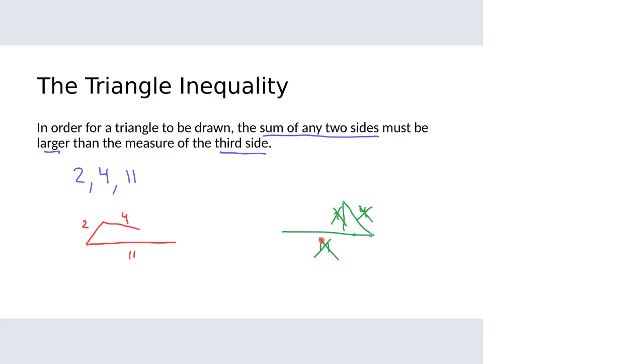The triangle inequality says in order to draw a triangle, the two small sides have to add up to be bigger than the other side.